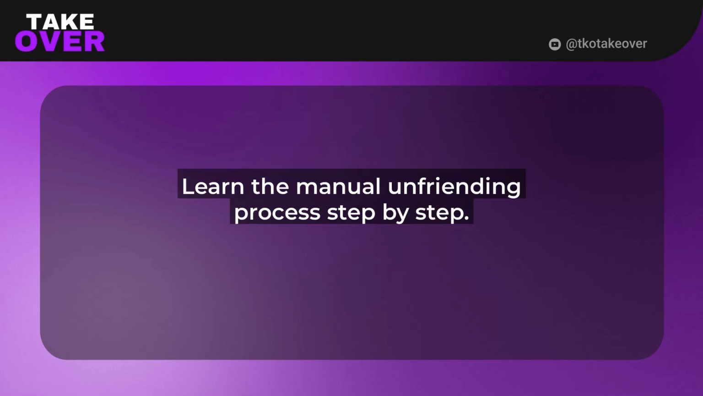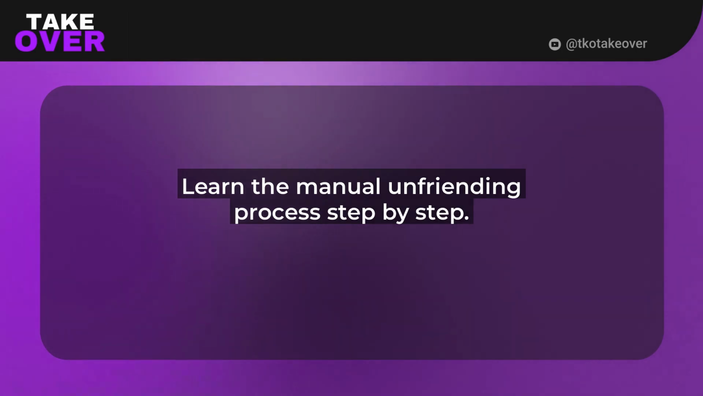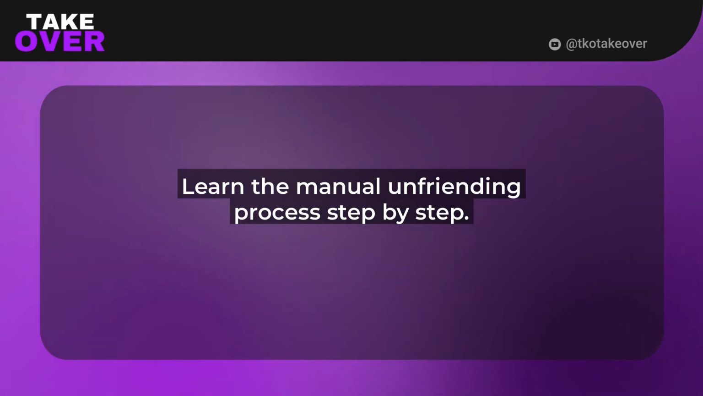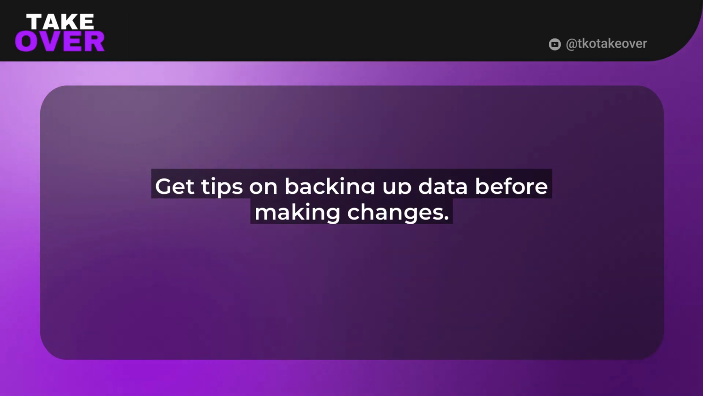If bulk unfriending isn't an option, don't worry, we've got a backup plan. You can manually unfriend friends one by one. Simply click on a friend's name in your list, go to their profile, and hit the Friends button, then choose Unfriend. It's a bit tedious if you have hundreds, but it's reliable.